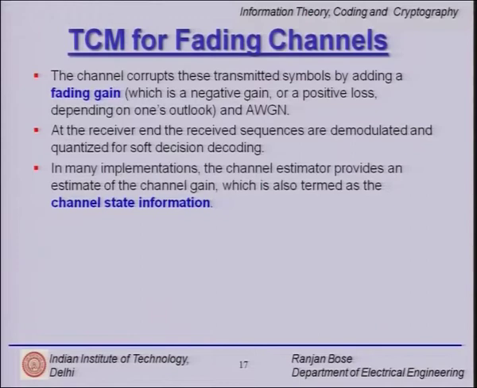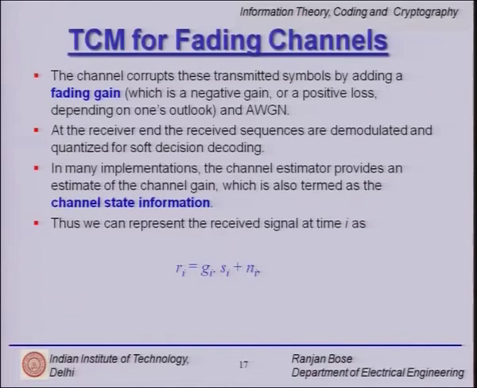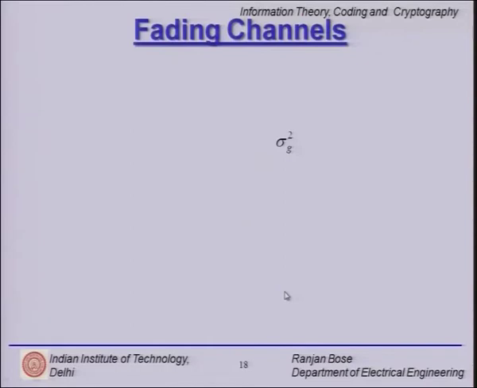So, we would either have the channel state information built into it, or sometimes we will have to go without it for cheaper designs, and then we say the CSI, the channel state information, is not present. So, there are two distinct scenarios. At any time instant i, the received signal R_i is equal to G_i times S_i. S_i is the transmitted signal, G_i is the multiplicative gain, which is the fading coefficient, plus the noise N_i. This is a very simplistic model that we will be using for our case.